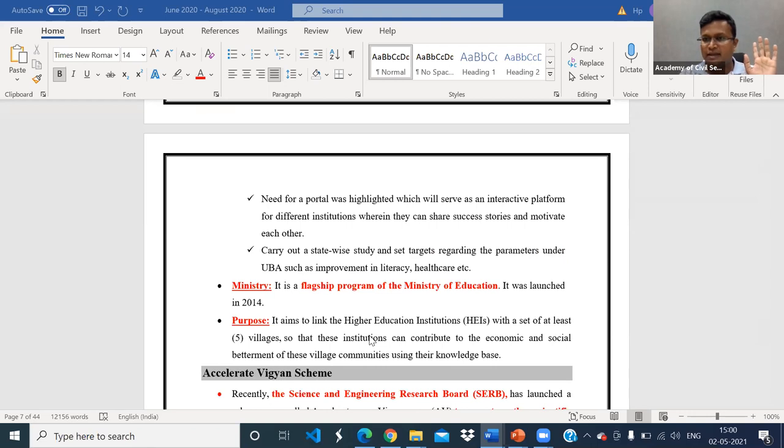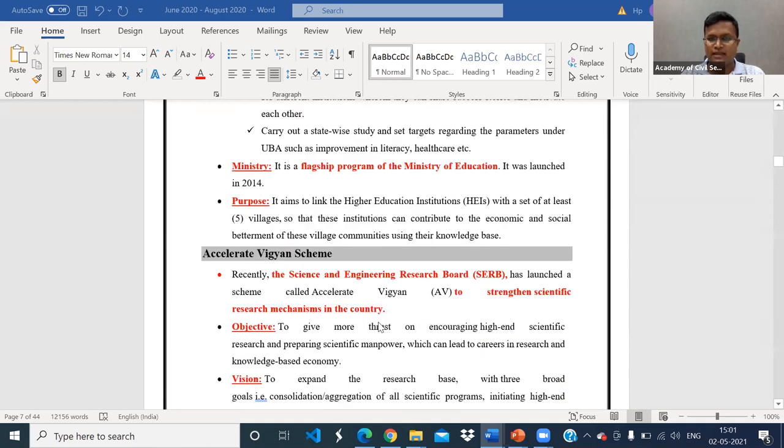One IIT takes care of five villages in India, and the pass-out students or the students of the IIT think about how to develop this particular village. Then higher education centers are promoting the economic and social betterment of the village communities and their knowledge.